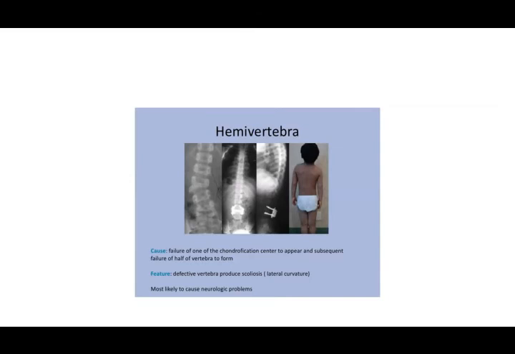When it becomes weak in that portion, if the vertebral column cannot be supported, then it becomes a lateral curvature. So you have the scoliosis, most likely to cause neurological problems. So that is when there is not complete ossification of the vertebra.